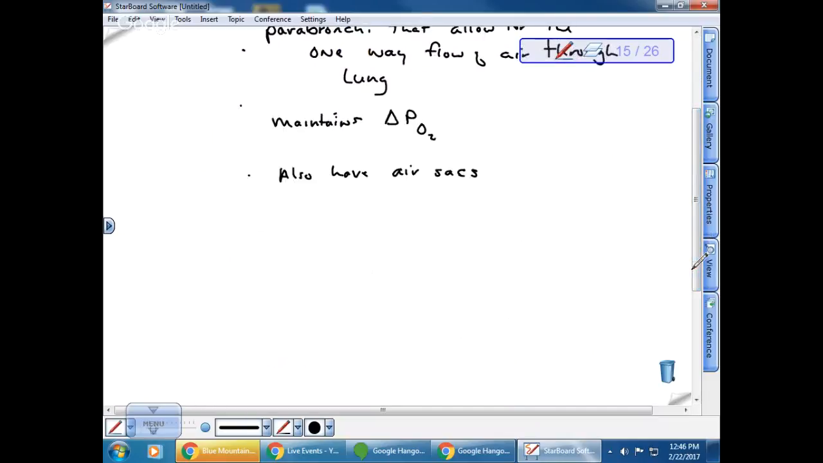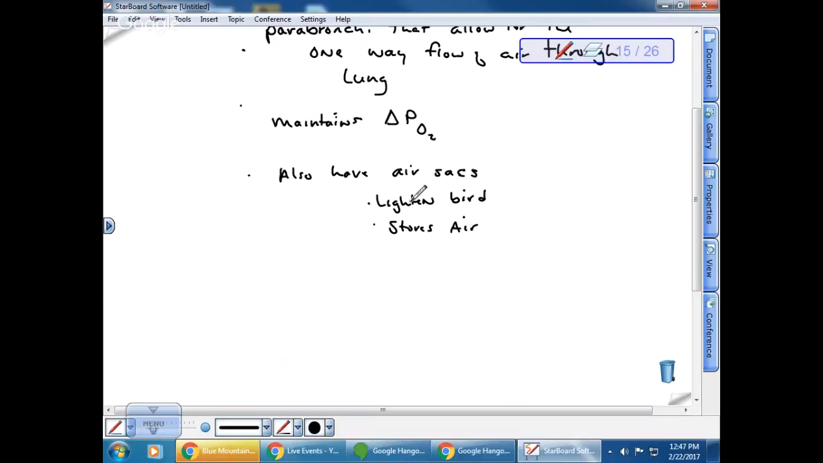Okay, and the air sacs have a couple of functions. They function in buoyancy, so they lighten the bird. Birds tend to be really light because they're filled with air, right? And it also stores air. So I would say that birds have a little bit more efficient mechanism of gas exchange than we do.